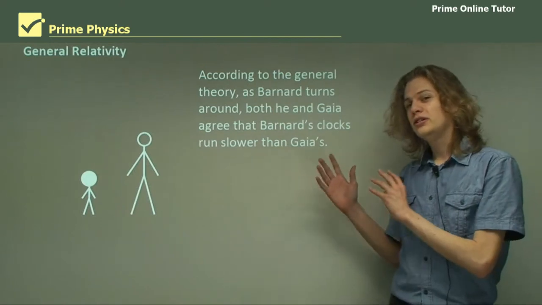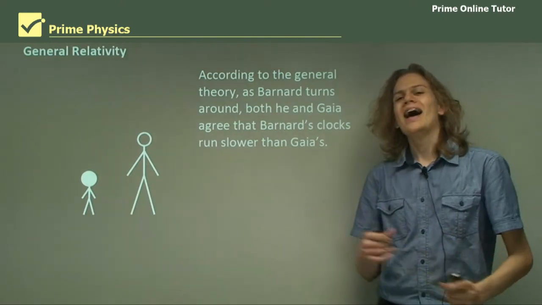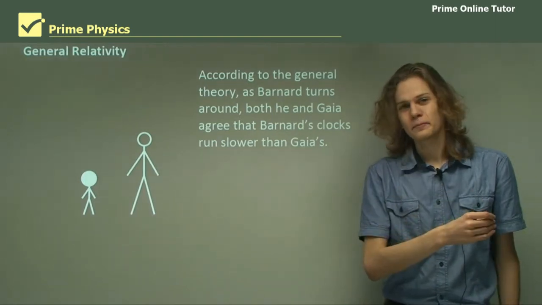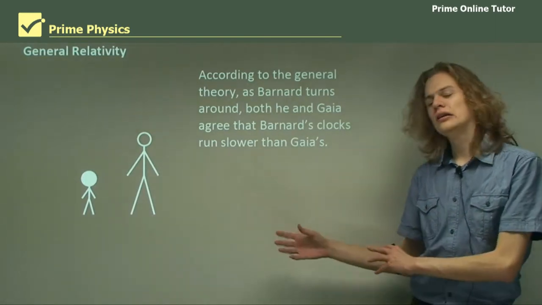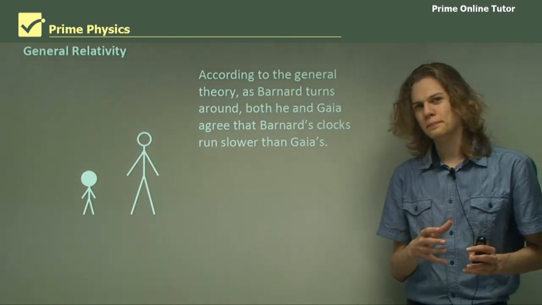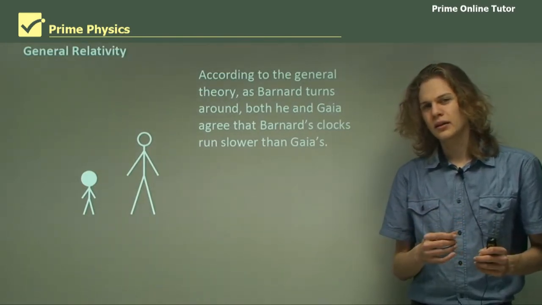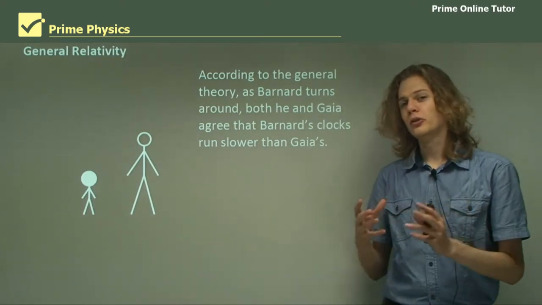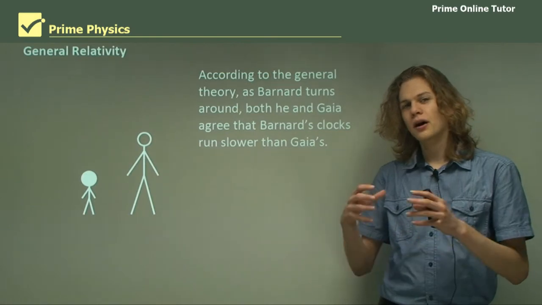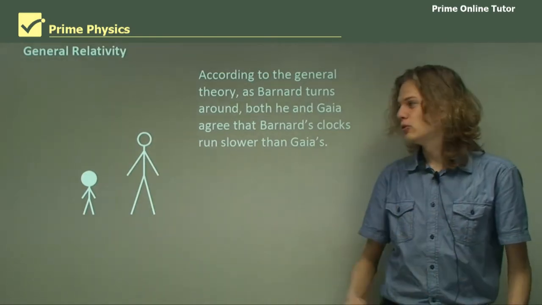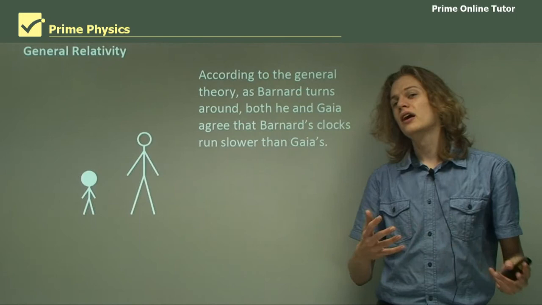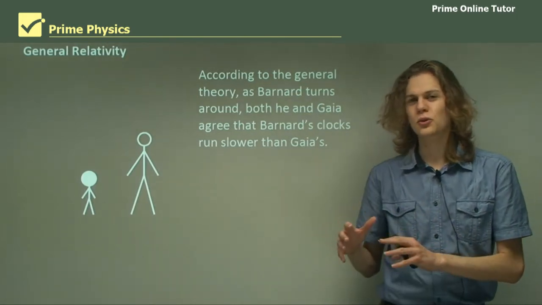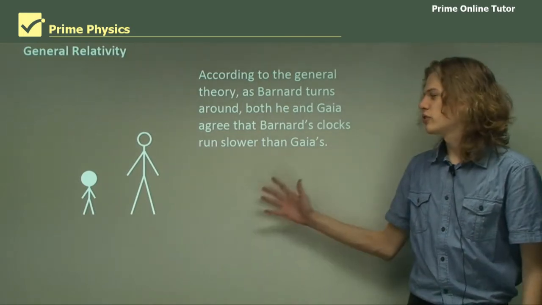So if we look at the general theory of relativity, as Barnard is accelerating, both Barnard and Gaia observe that Barnard is traveling more slowly through time, right? That means that as he is accelerating, and as a consequence of general relativity, Barnard is noticing the world around him, including Gaia back on Earth, speeding up. Remember, this is not the time dilation of special relativity. This is a consequence of general relativity.